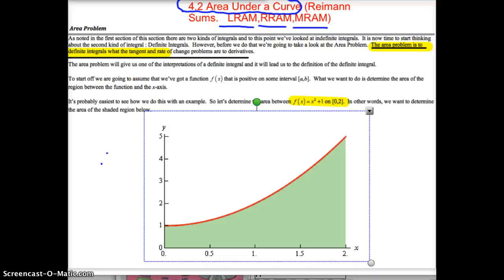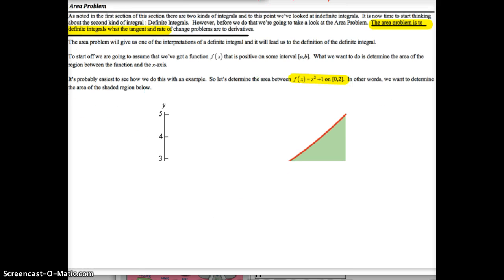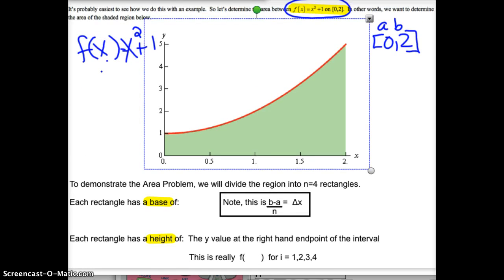But right now, we're just going to take a very easy curve to work with, which is a parabola. I'm going to write it a little bigger over here: f of x equals x squared plus 1. I've already graphed it on the interval from 0 to 2, and we call this from a to b. So I've got my graph of my parabola, and in green you can see the area under the curve.